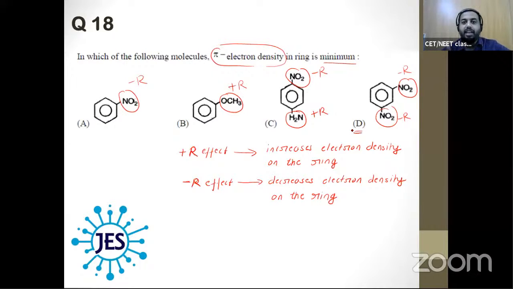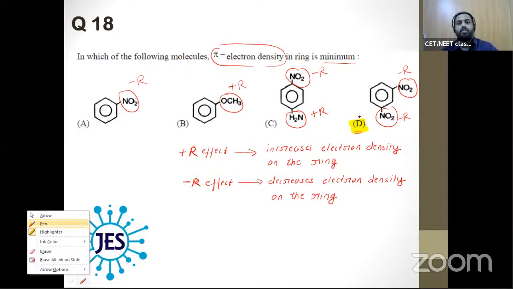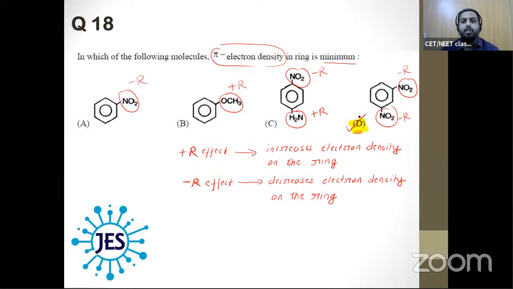But option D has 2 minus R groups. Therefore, this should have the least electron density. Let me now mark it. Yes, this is the correct answer. Option D. Very good. So question number 18, correct answer is option D.